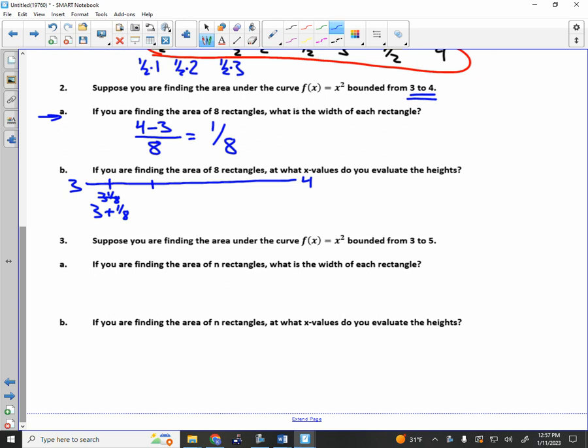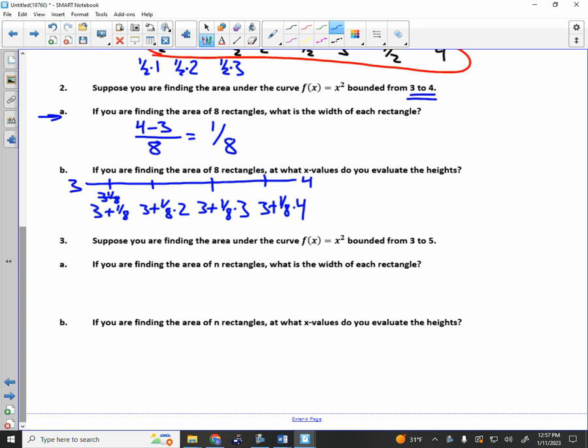And then the next spot would be 3 plus 2/8, right? Or a quarter. So I went over 1/8 times 2, because that's the second rectangle. And then the next one would be 3 plus 1/8 times 3, and then 3 plus 1/8 times 4. So you go over 1 width, 2 width, 3 width, 4 width. Do you see that? We go over another width every time.